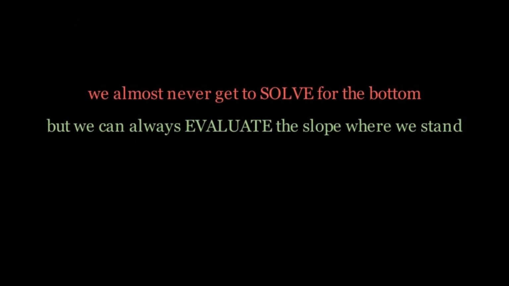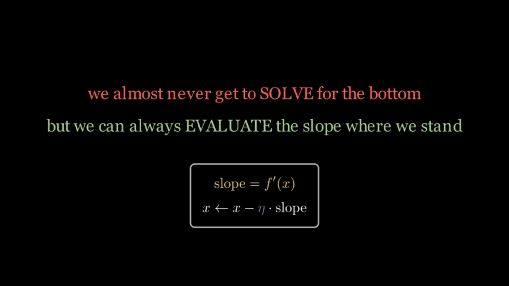So here is where all of this lands. We almost never get to solve for the bottom, but we can always evaluate the slope where we are standing. And as we have seen, that is enough. It tells us which way to move and how far. Compute the slope, step against it, repeat. 2 lines. So that is the whole algorithm that trains essentially every model in the world.